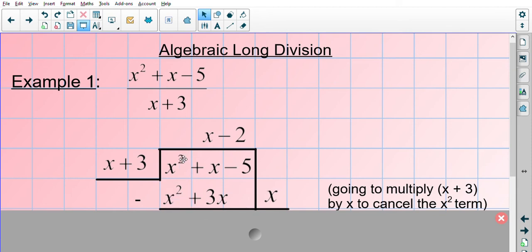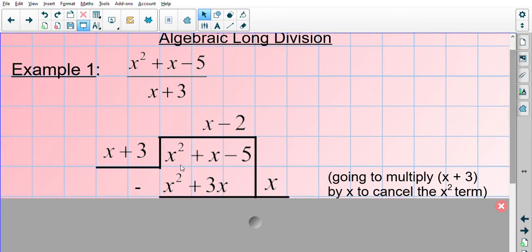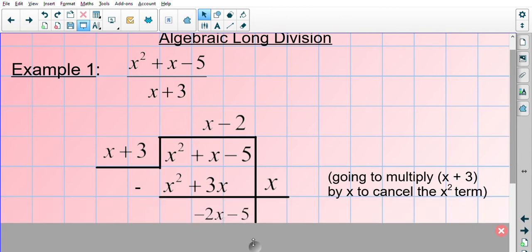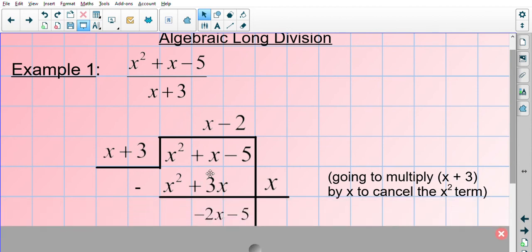It's always a good idea to have your x squareds and your x's and your numerical values all in a line so that you keep it neat. This will cancel the x squareds if I subtract them, which is good, that's what we wanted. I now need to work out what I would have left. If I do x minus 3x, that gives me negative 2x. And I'm going to be left with negative 5. I didn't have anything in this column, so I'm just left with negative 5. So if I multiply this by x, I get that value there. Subtract it off what my question was to start with, I'm now left with this here.